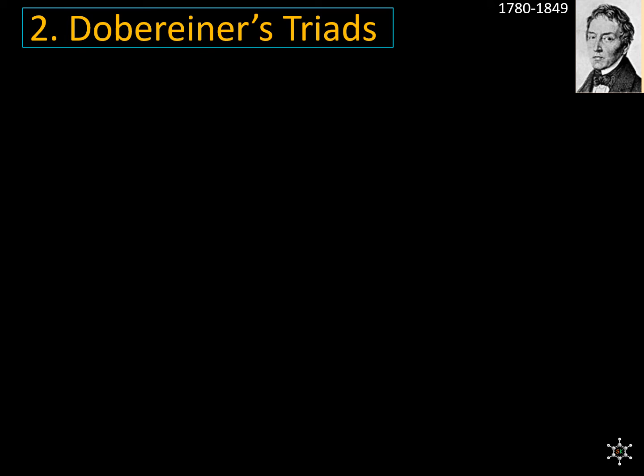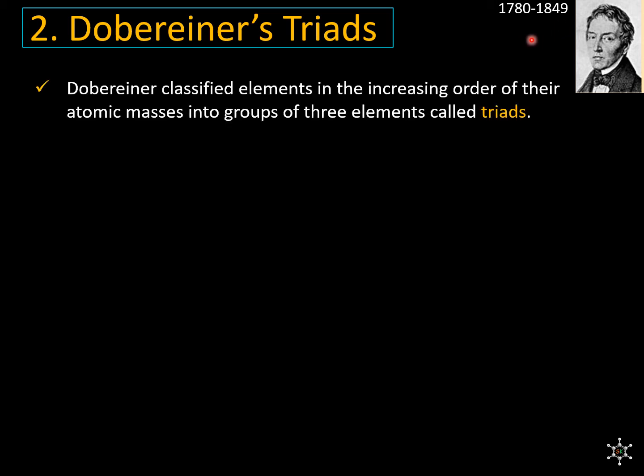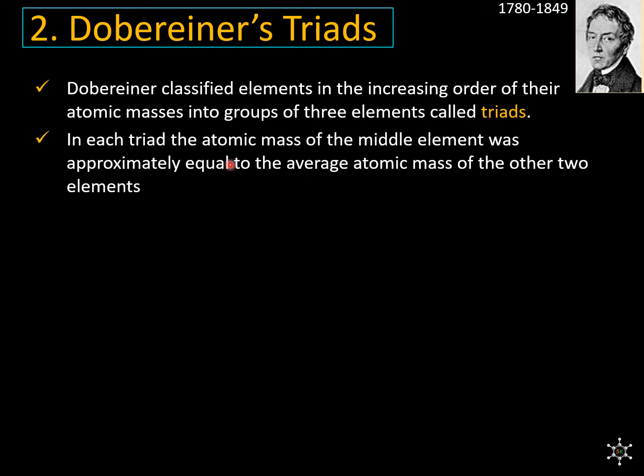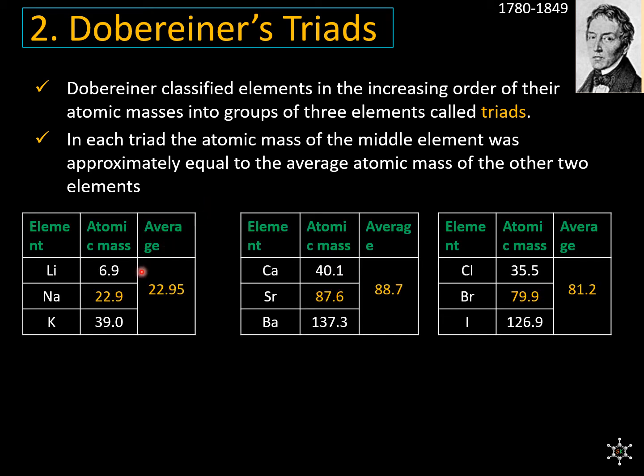Another attempt in the history of the periodic table is Dobereiner's triads. Observe the years he worked, 1780 to 1849. Dobereiner classified the elements in the increasing order of their atomic masses into groups of 3 elements called triads. In each triad, the atomic mass of the middle element was approximately equal to the average atomic mass of the other 2 elements. Let us consider an example.